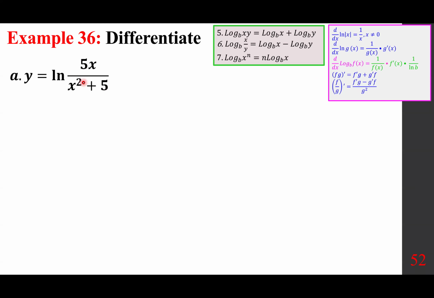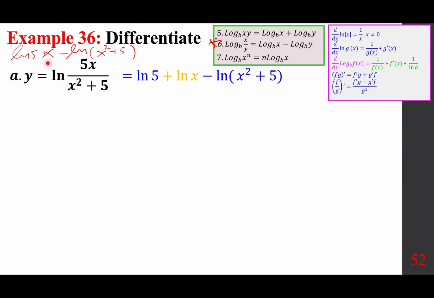So this is ln. I'm going to do this in 2 steps, although it can be done in 1. ln of the top minus ln of the bottom. So I used number 6, which is called the quotient rule. Then for this part, ln of 5x, I'm going to use number 5, the product rule. ln of 5 plus ln of x.